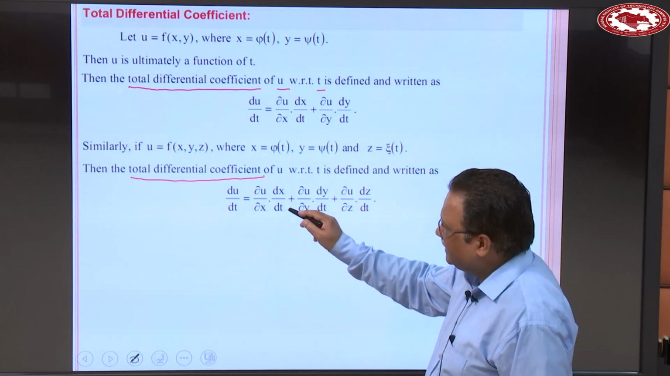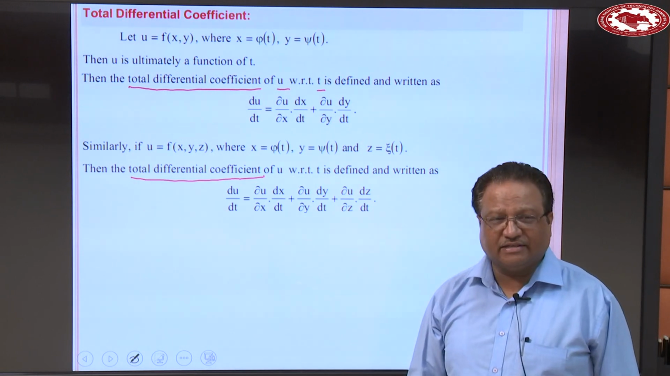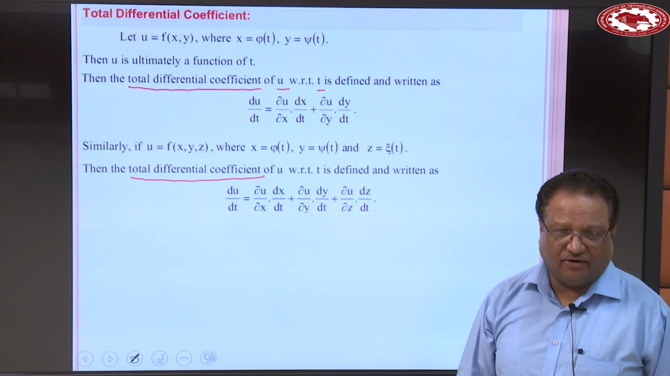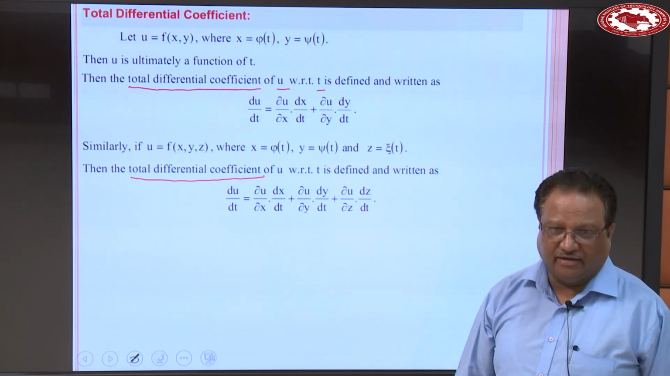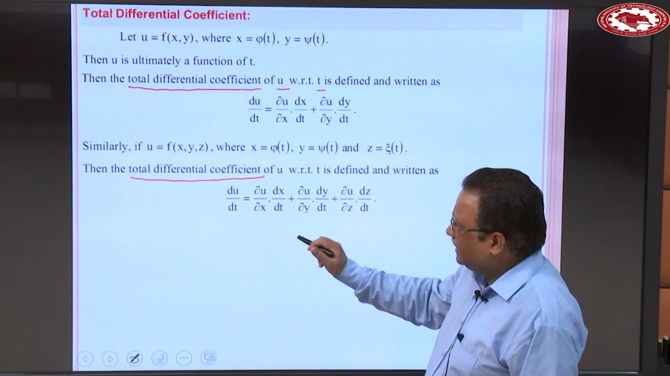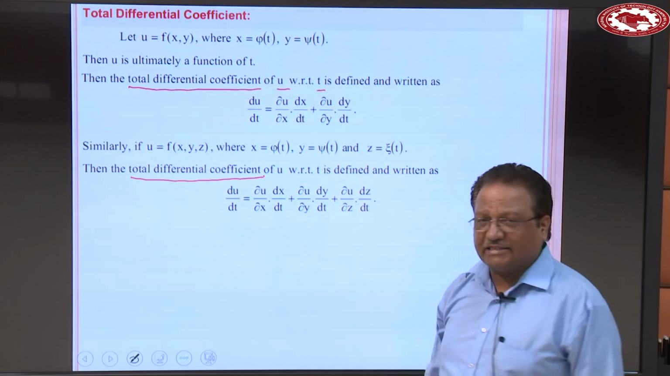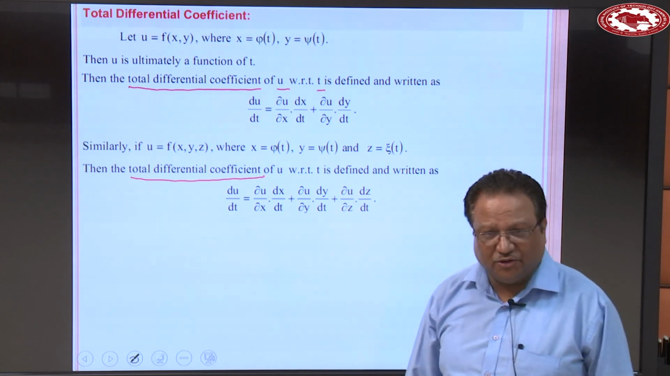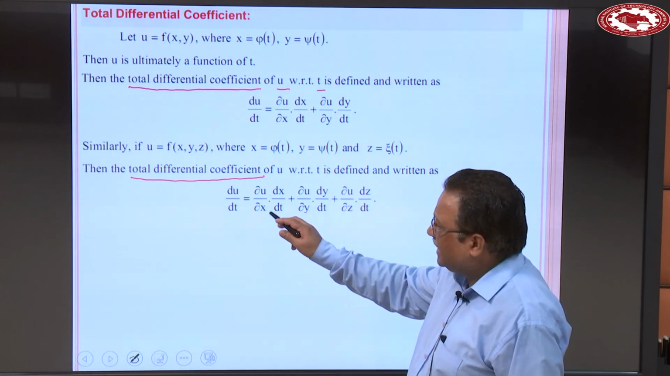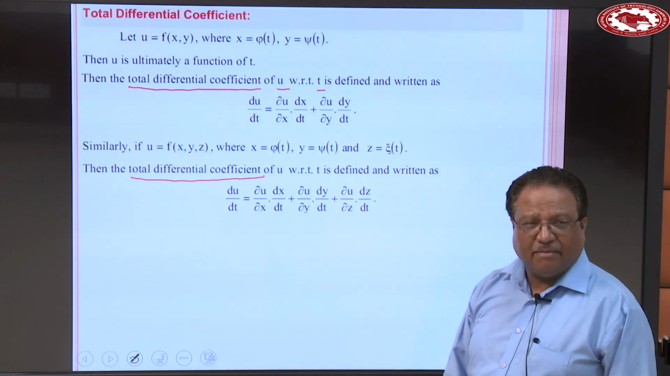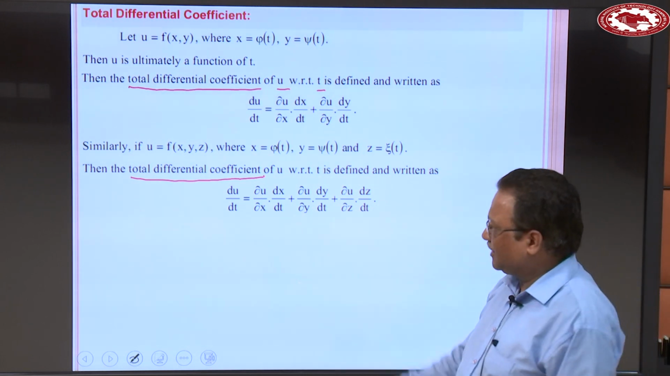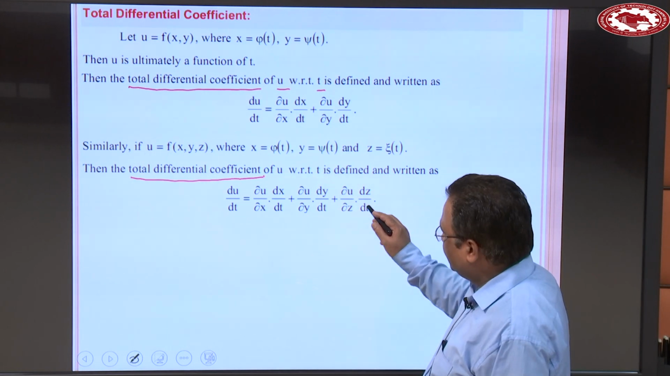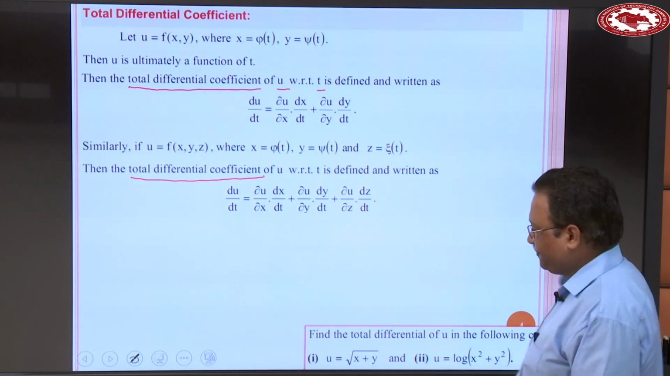Now, this term is dx over dt because x depends upon only t, only one independent variable, right. So, dx over dt, but here ∂u/∂x because u is a function of more than one independent variable. So, we use here ∂u/∂x, curly means partially, okay, partially differentiate u with respect to t, plus ∂u/∂y dy over dt plus ∂u/∂z dz over dt.